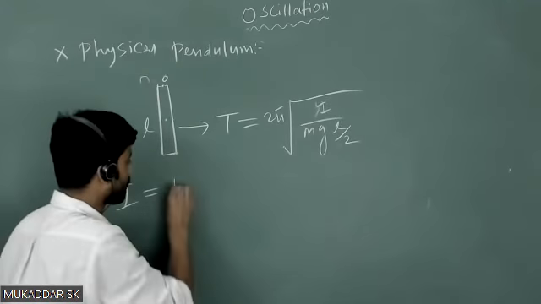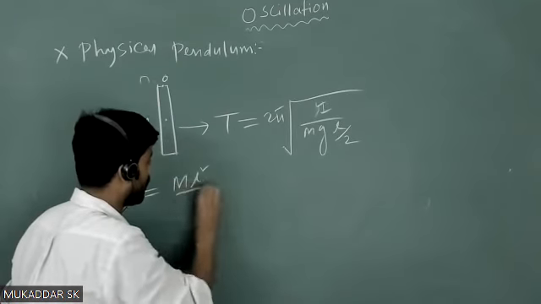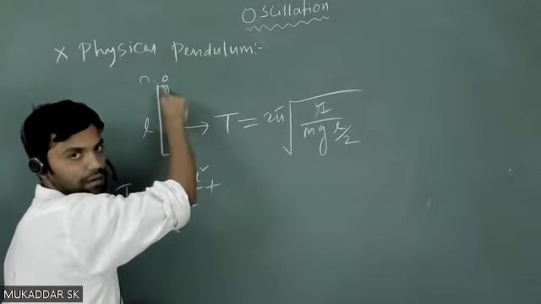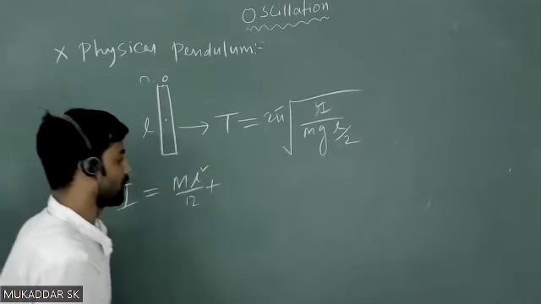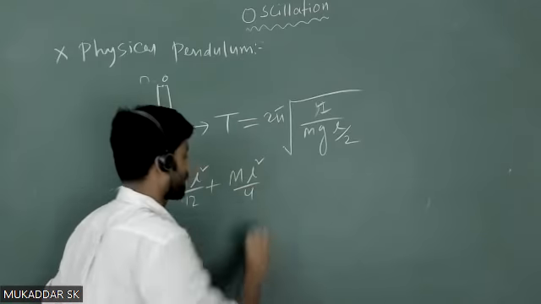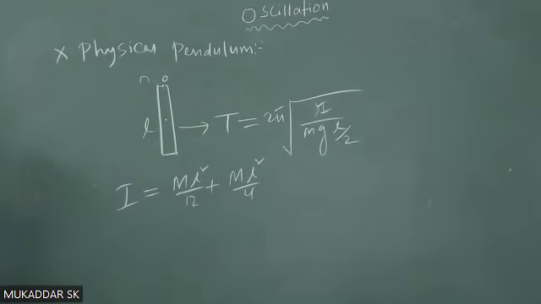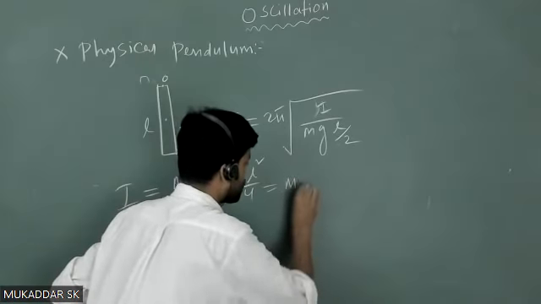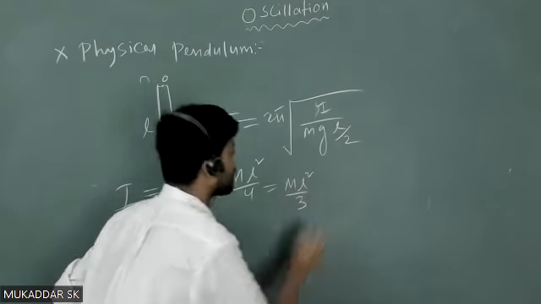So it will be ml square by 12 plus this distance md square, right? Here d is how much? L by 2. So you have to write ml square by 4. Is it clear? Yes, sir. Now how much are you getting? If you calculate it, you will get ml square by 3.